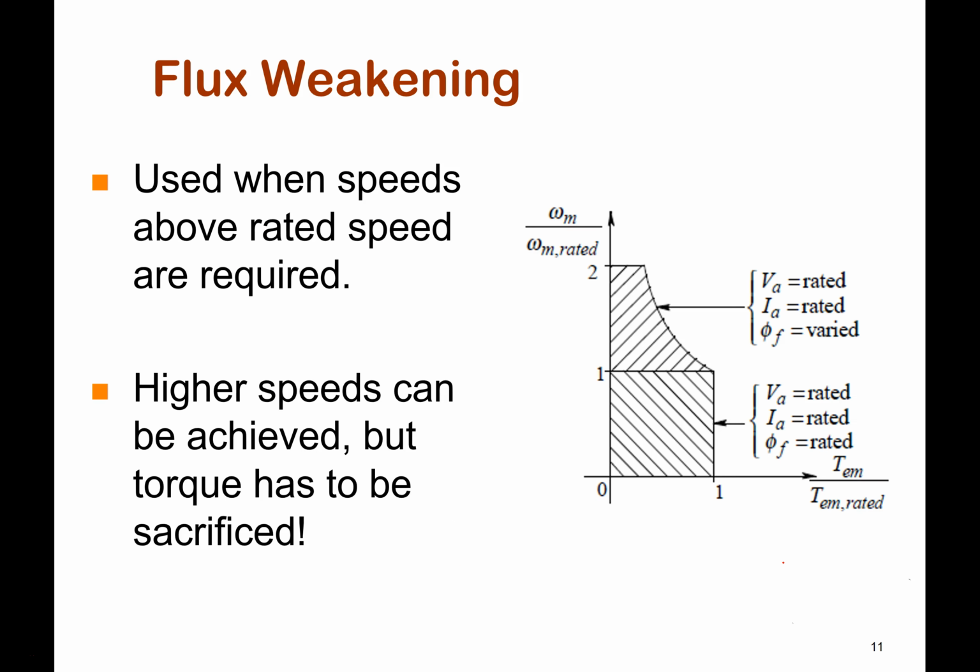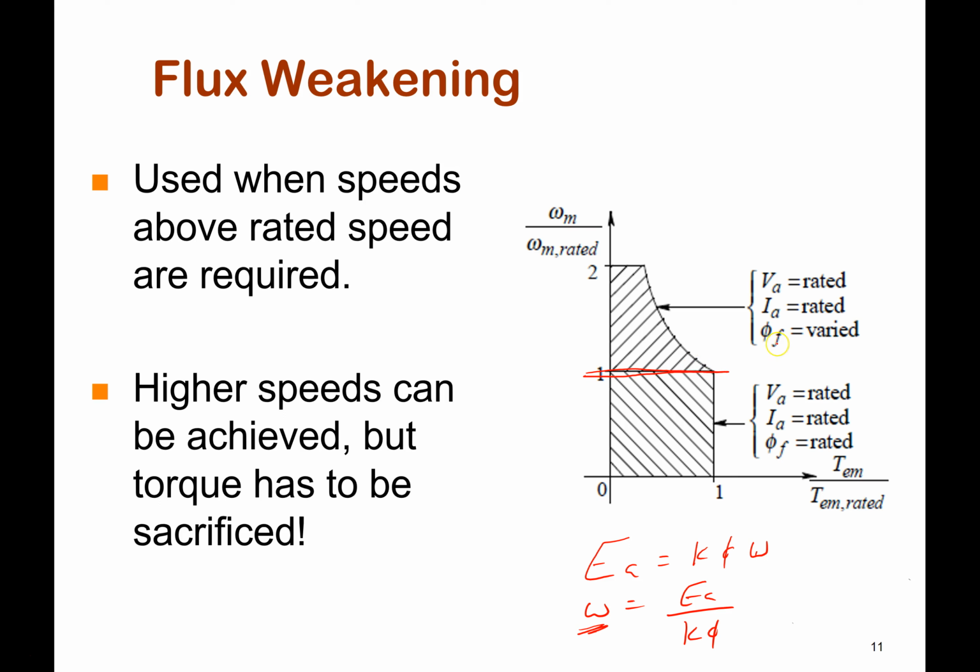Now, one of the interesting things about this is you could use this to actually go beyond your rated speed. So if this is your rated speed here, and remember we have EA is equal to K phi omega, so omega is equal to EA on K phi, we could go beyond the rated speed by not increasing the voltage, but by decreasing the flux. So we call that flux weakening.